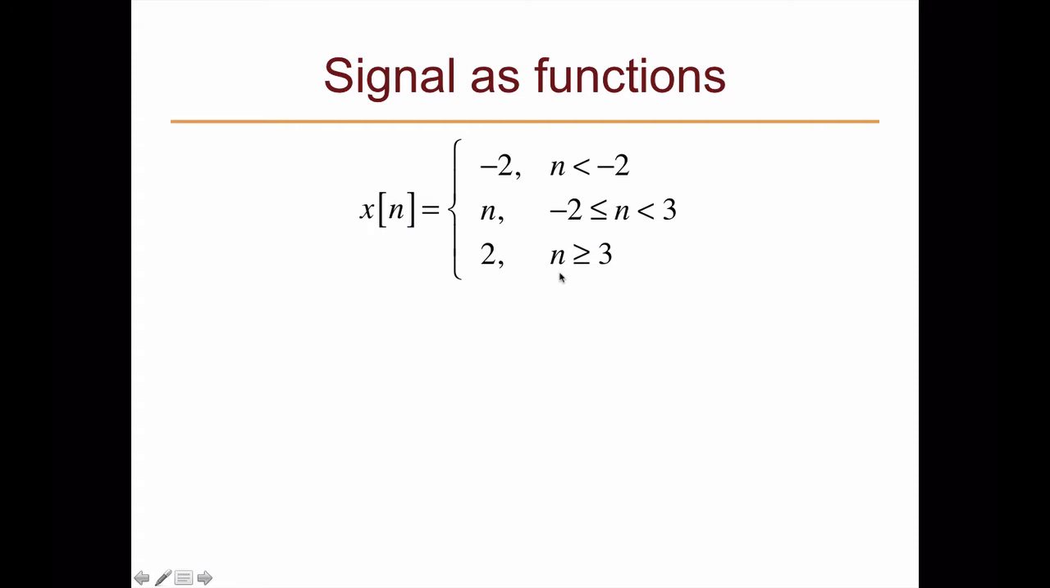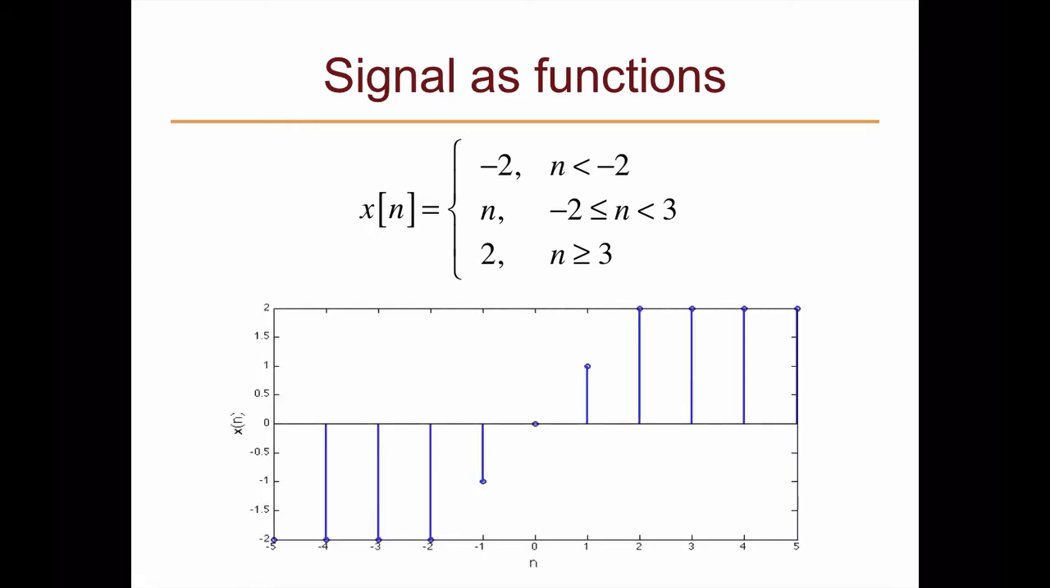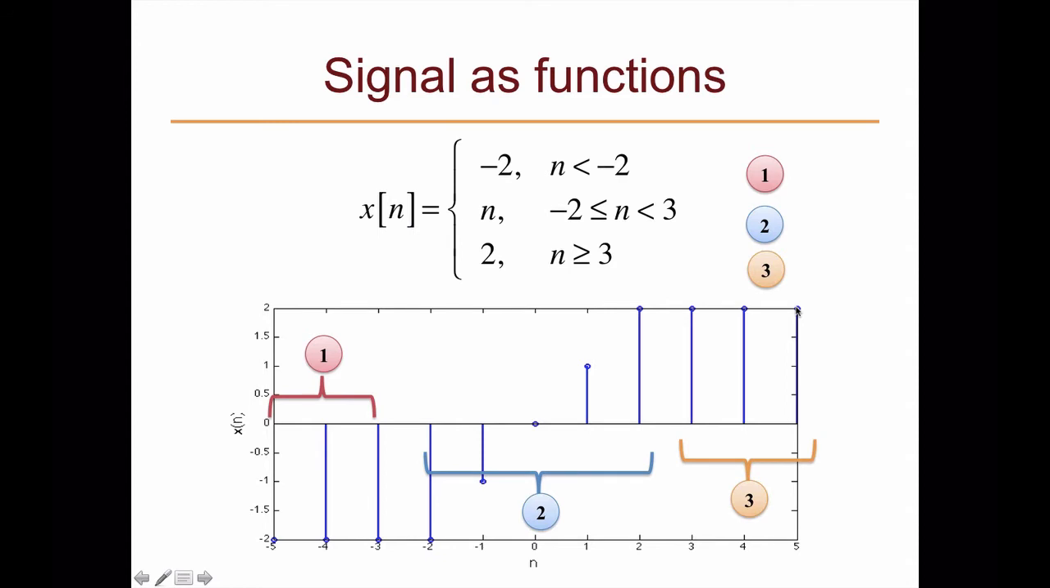And when n is more than or equal to 3, x[n] equals 2. We can write this signal as a graph as follows. The first period, from -infinity until -3, x[n] equals -2. Then in the second interval, from -2 to 2, the value of the signal equals n. And in the last part, the value of the signal equals 2, from 3 to infinity.